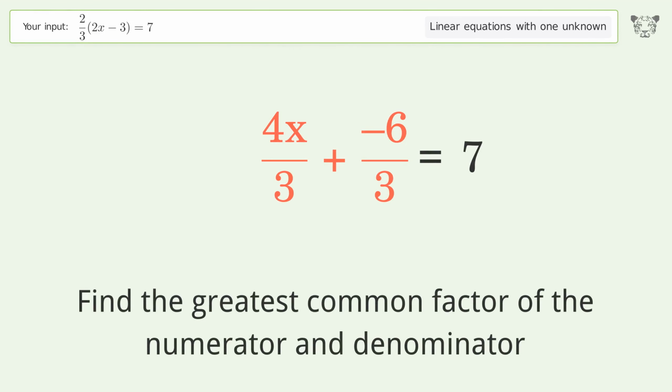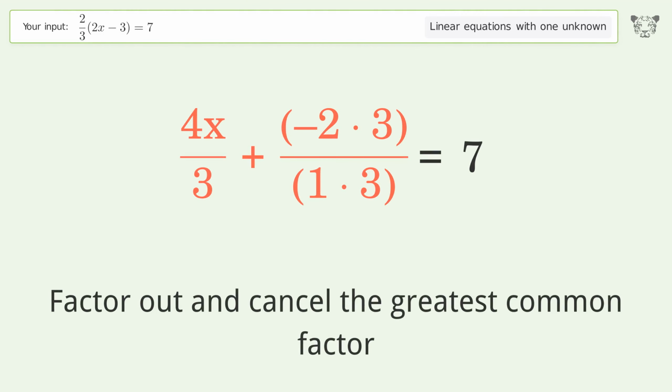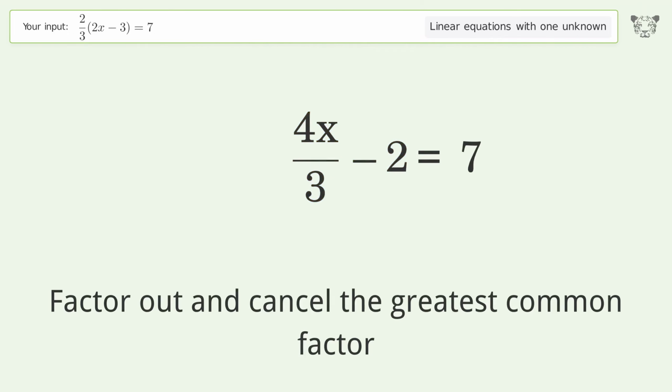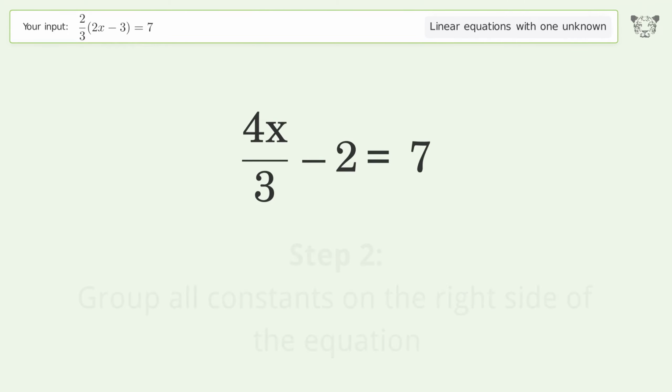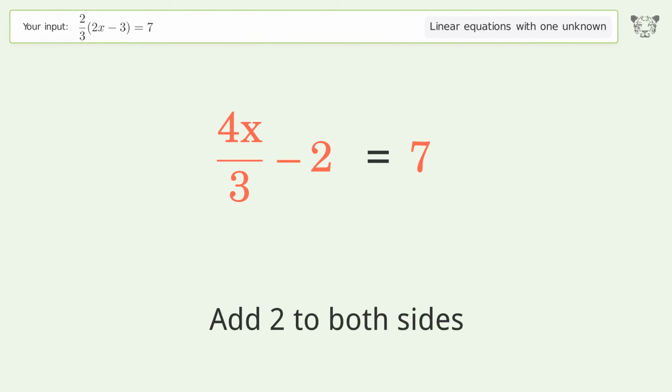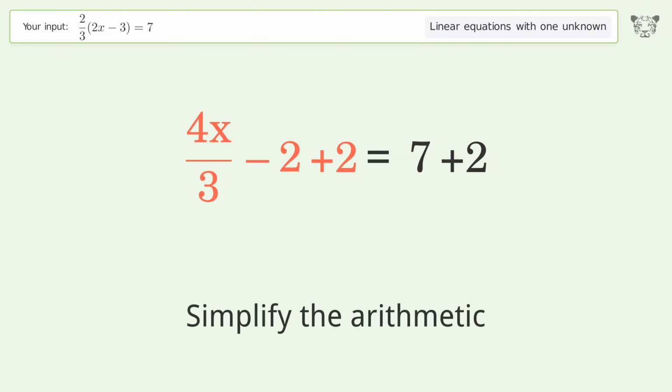Find the greatest common factor of the numerator and denominator. Factor out and cancel the greatest common factor. Group all constants on the right side of the equation. Add 2 to both sides. Simplify the arithmetic.